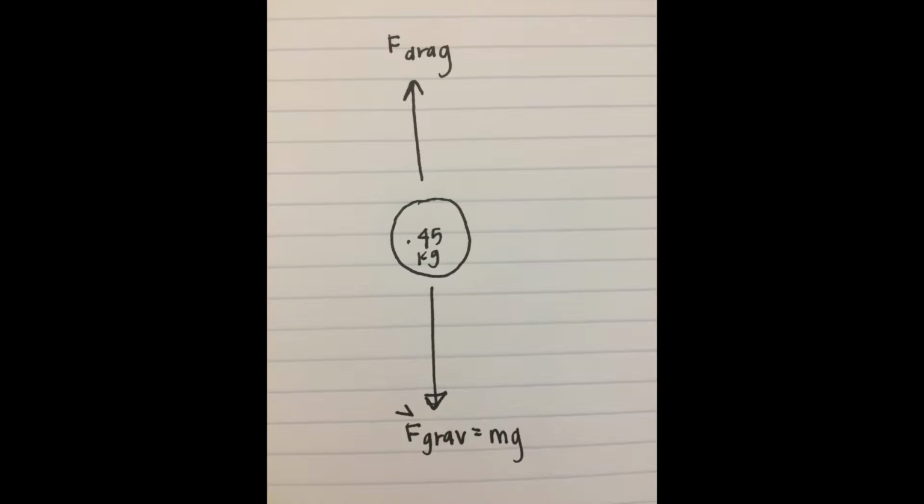The forces acting on the object were the force of gravity, which was obtained by multiplying the mass of the ball, which was 0.45 kilograms, times the gravitational constant for Earth, 9.8 meters per second squared. There also was a turbulent drag force, which is directly proportional to the velocity squared.